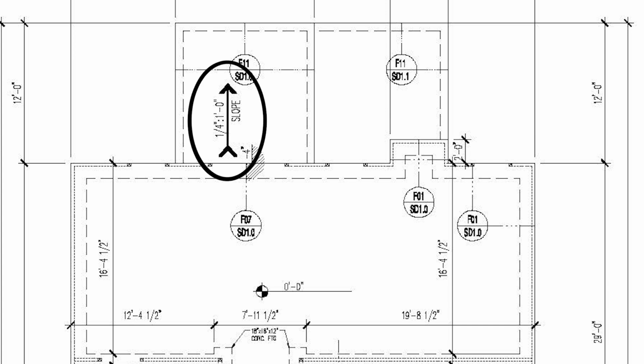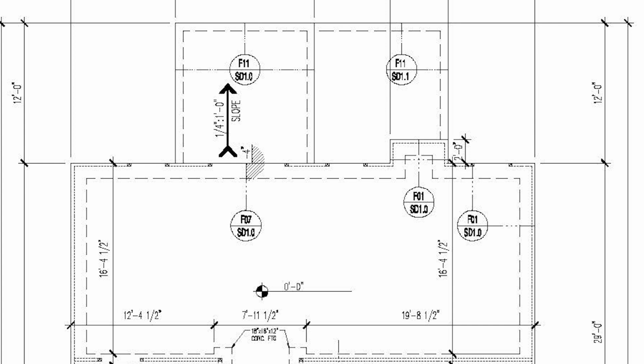The next thing is this little arrow here. Now, this is just showing the direction of the slope on this patio, and it's a 1/4 inch per foot of fall there, which is pretty typical. It's so we don't have any water puddling up on that patio, no bird baths.